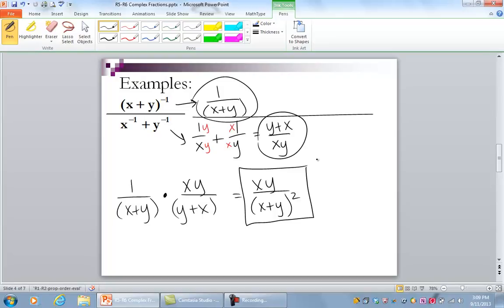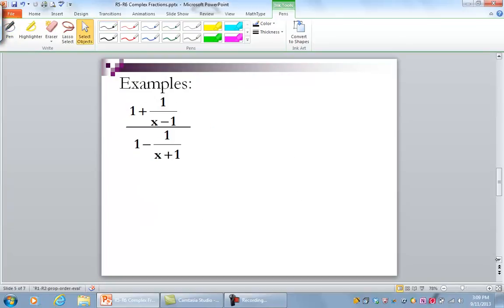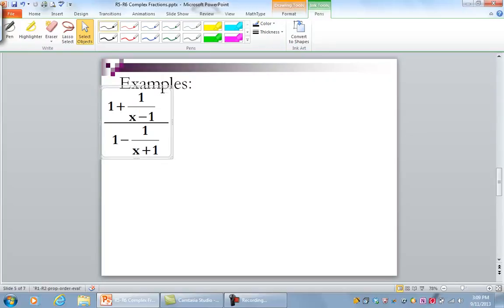All right. Let's try another one. So now we have some binomials in the denominators. So it just makes these problems a little bit more writing in order to find the LCD. Let me move this up a little bit.